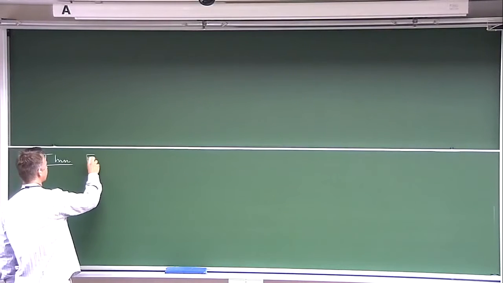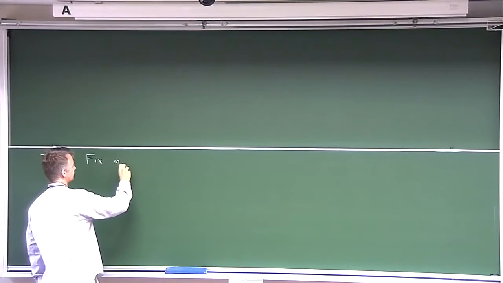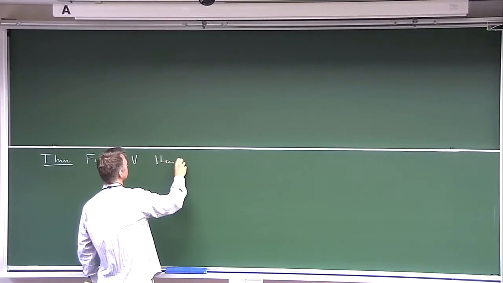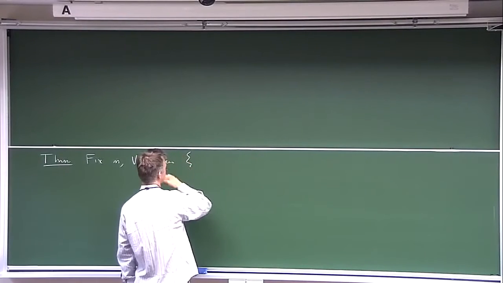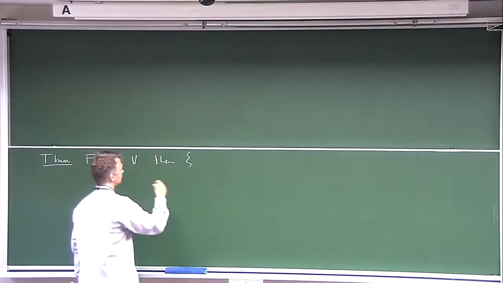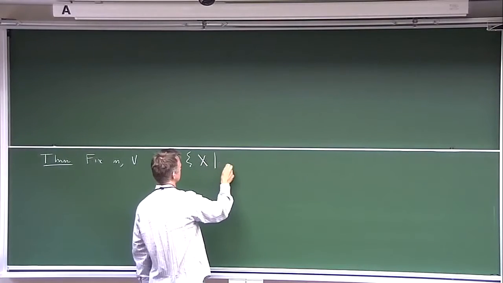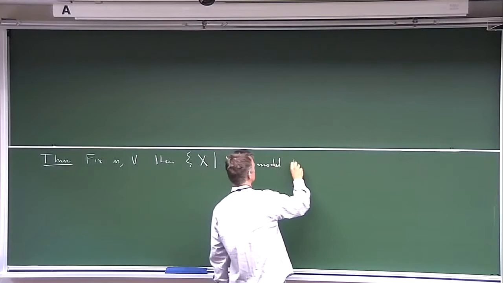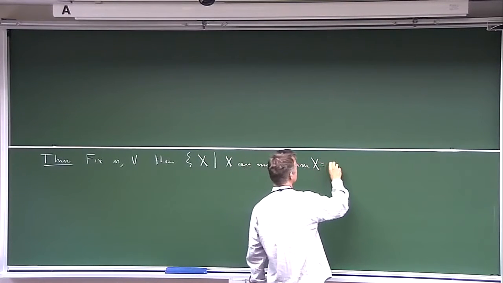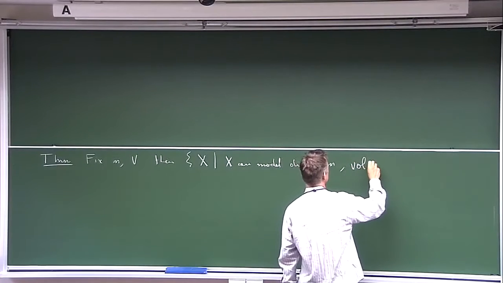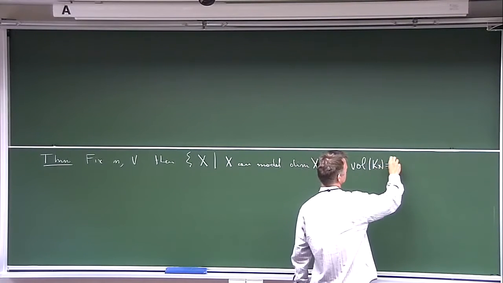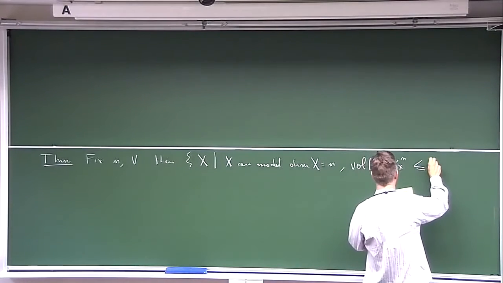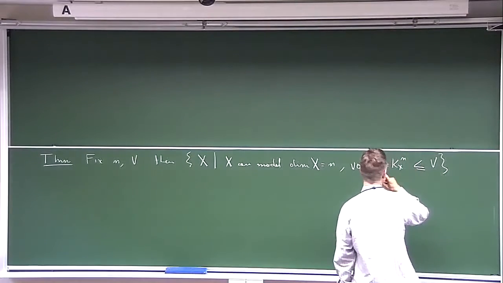If we fix n, that stands for the dimension, and v, that stands for the volume, then the set of all canonical models of that dimension with volume bounded from above by v, so let's say the set of x's such that x is a canonical model of the right dimension with volume of K_X. Since it's a canonical model, I can just compute this by taking the top self-intersection. I want this to be bounded from above by v. Then this set here is bounded.